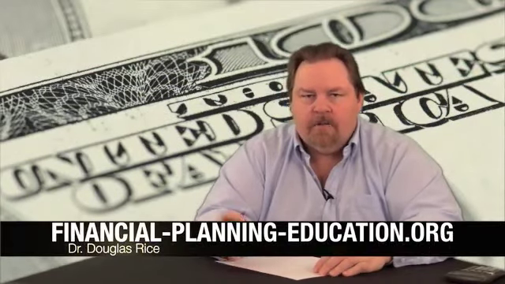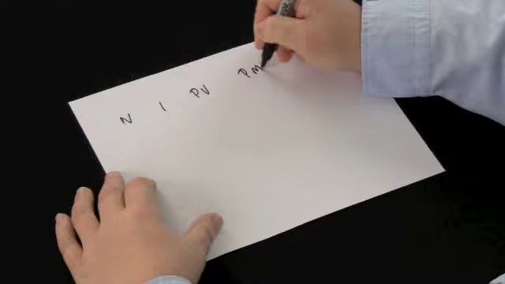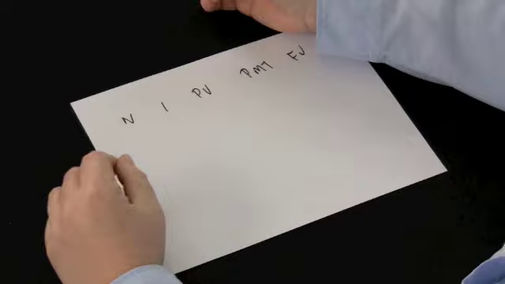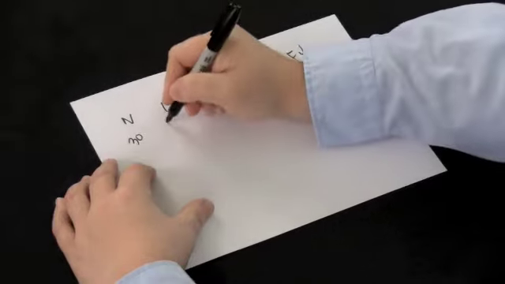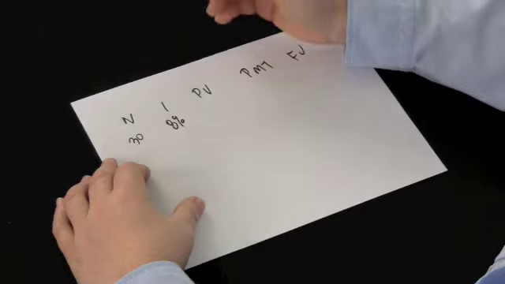Another calculation with the time value of money is to calculate retirement. So we have the same variables, N, I, PV, PMT, and FV. And in this case, we're just going to make up a scenario. We say we're fairly young, 30 years to retirement. We think we can get an 8% return over the next 30 years on average.